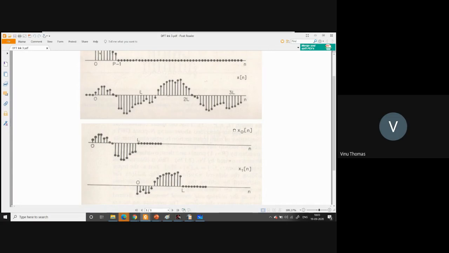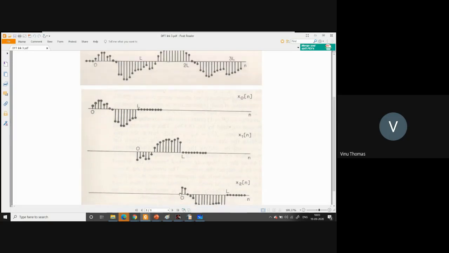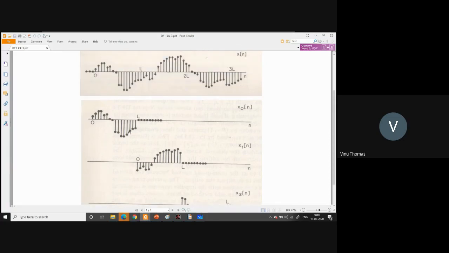Is it understood? So you have x0 of n, which are the first L samples of the sequence. Then you have x1 of n, which is the second set of L samples, shifted to the left so that the first index starts from 0. Then we have the third set of L samples, which we shift by 2L samples to the left, so that the indices can be marked from 0 to L minus 1. So these are the individual segments of the infinite length sequence.